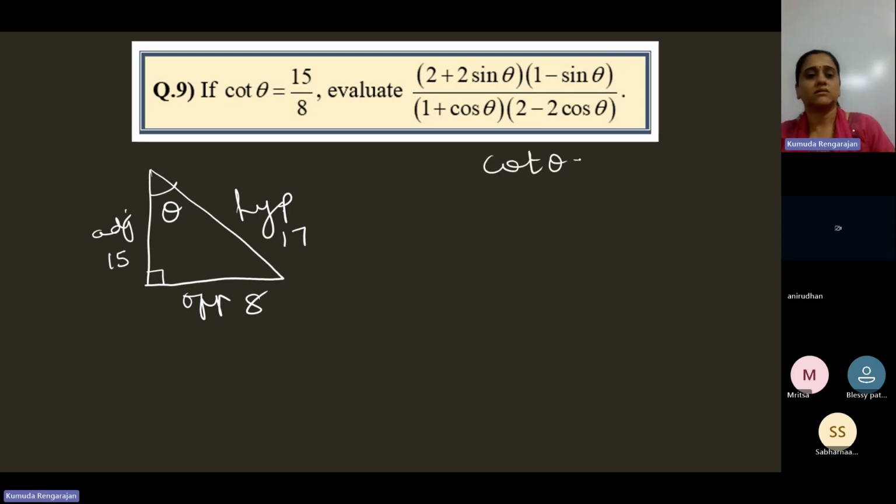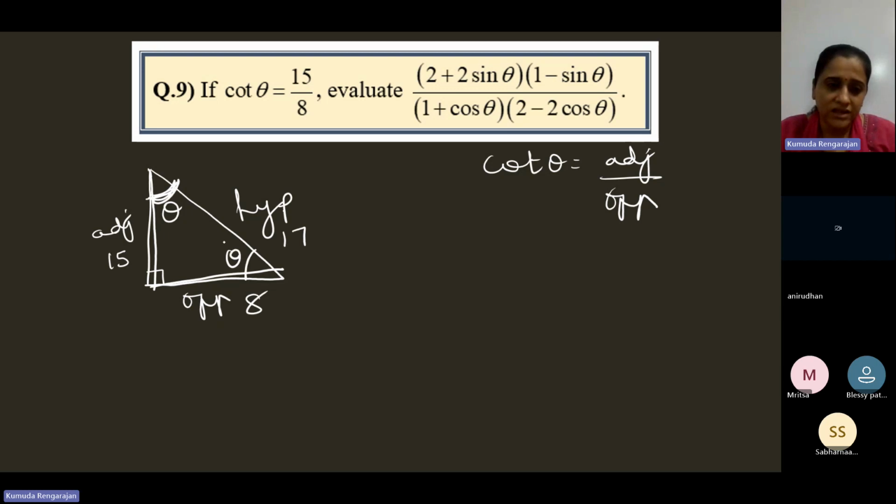Cot theta is adjacent by opposite. For theta, this is the adjacent side and this is the opposite side. You can also mark theta here. Then this will become the opposite side, and this will become the adjacent side. So 15 and 8, when you mark, you can find the hypotenuse using Pythagoras theorem.